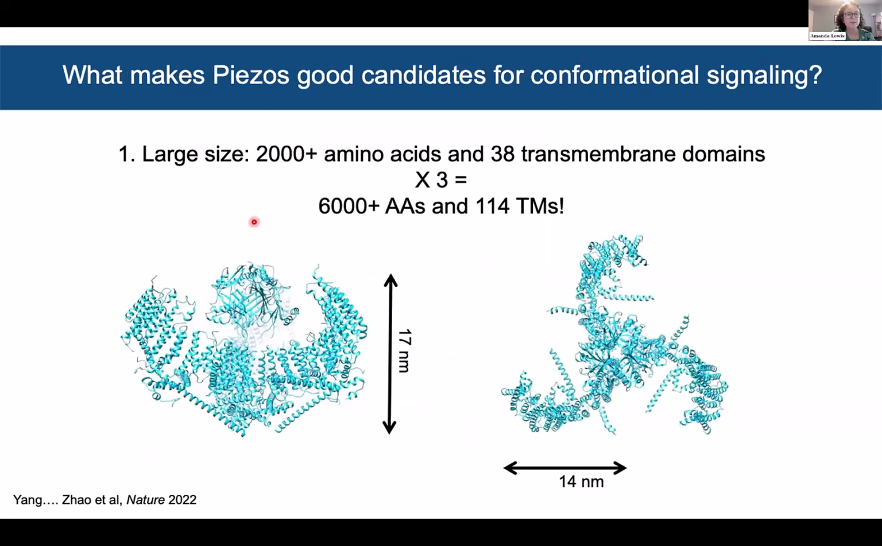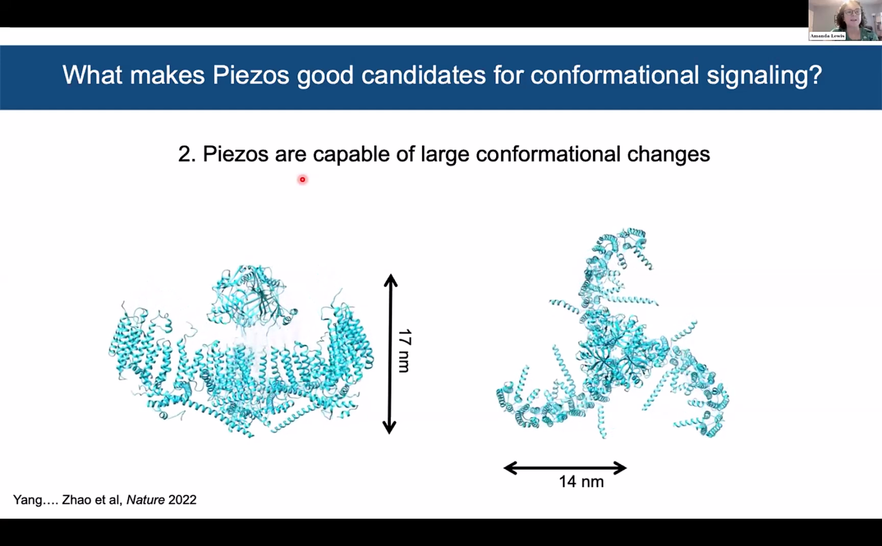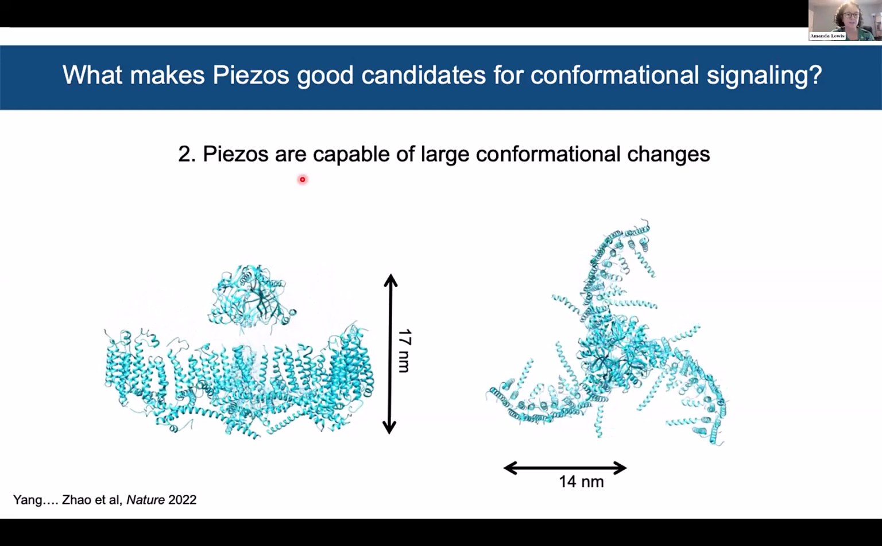So first, Piezos are incredibly large transmembrane proteins. They're trimers, and each trimer has over 2,000 amino acids and 38 transmembrane domains. So they're really huge, and thus they take up a lot of membrane real estate, which really gives them a lot of opportunity to interact with other nearby membrane proteins. In addition to their large size, they actually undergo really large conformational changes.